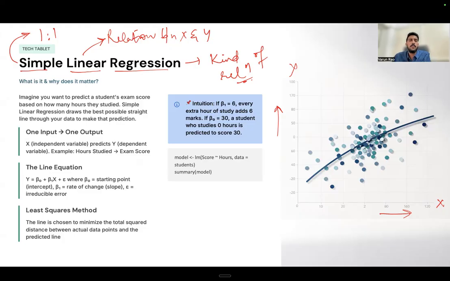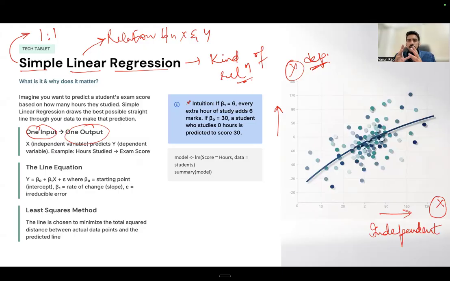Now, how does simple linear regression work out in the real world? Must be a very big question. As discussed, we have one input and one output that we work on, right? In this one input and one output, the x variable or the x-axis is called the independent variable, while the one on the y is called the dependent variable, right?